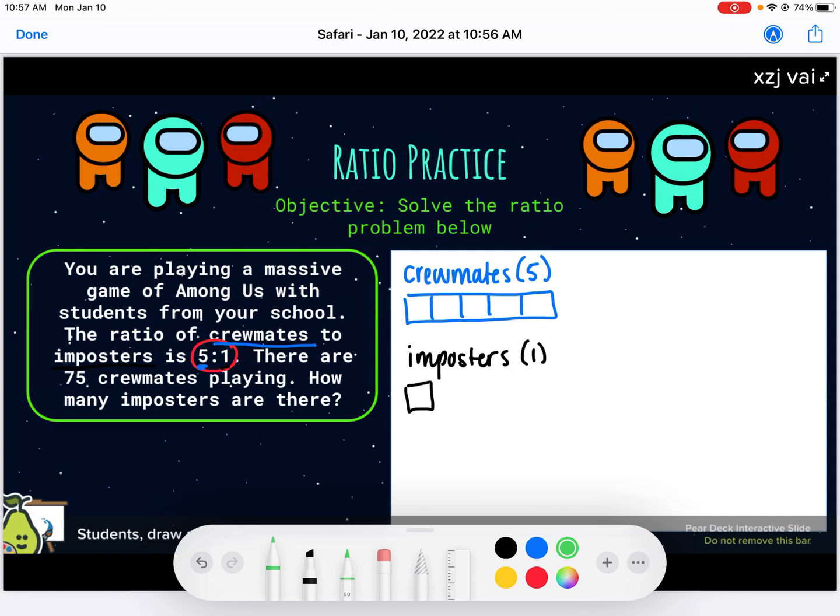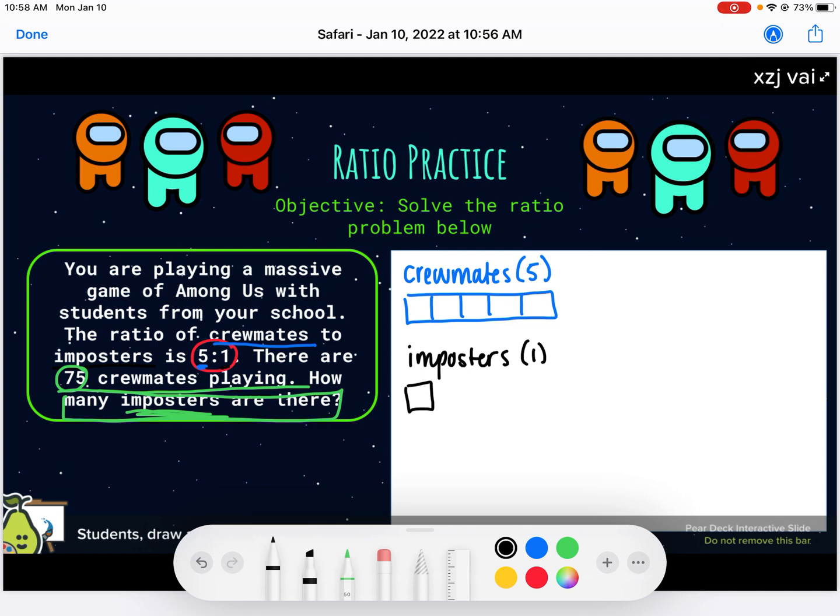All right, what else is important here? There are 75 crewmates playing, and the big question is how many imposters there are. All right, so we need to use that next key piece of information to help inform what we do next. So it says there's 75 crewmates playing, and this is when we need to ask ourselves, 75 crewmates, does that reference a part of the ratio, or does it reference the whole of the ratio?